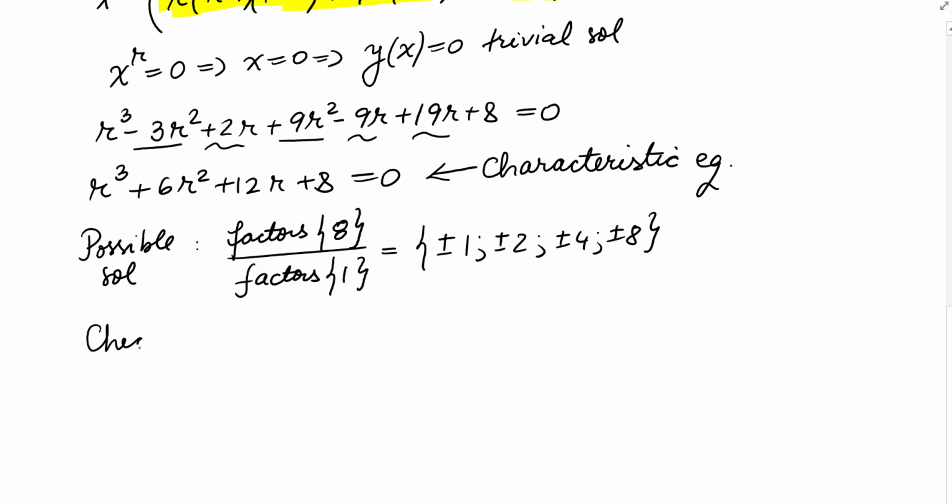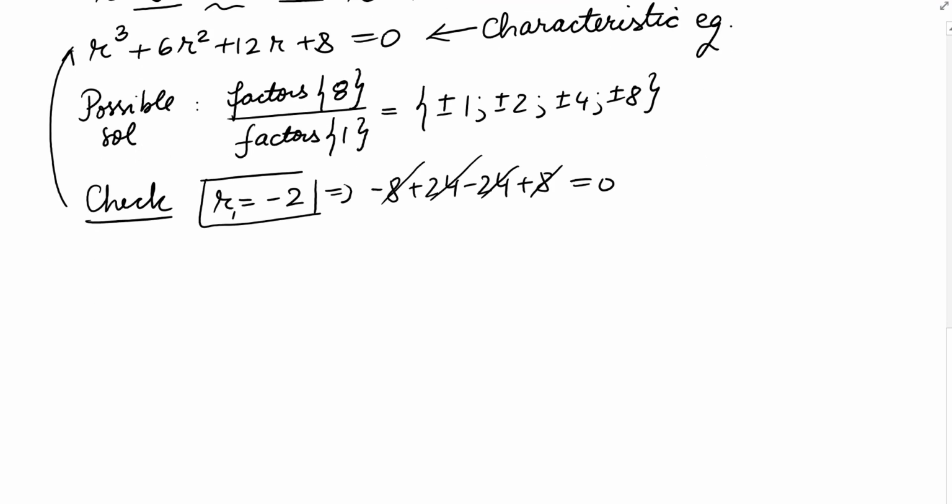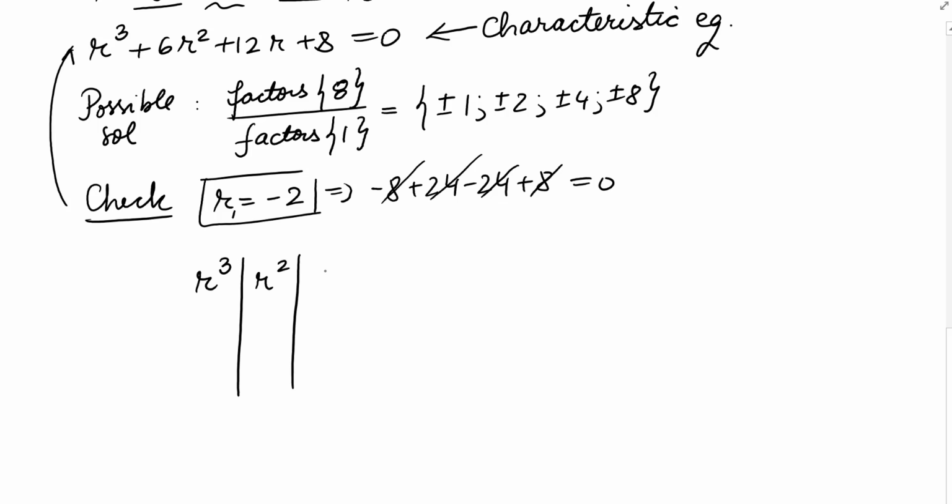So let's try one. Let's check and see what happens if r equals negative 2. If we replace this in this equation, we are going to get negative 8 plus 24 minus 24 plus 8. So we can see that we get 0. So our first r, let's call it r sub 1, is negative 2. In order to get the other ones, I'm going to use synthetic division to divide our polynomial by negative 2.